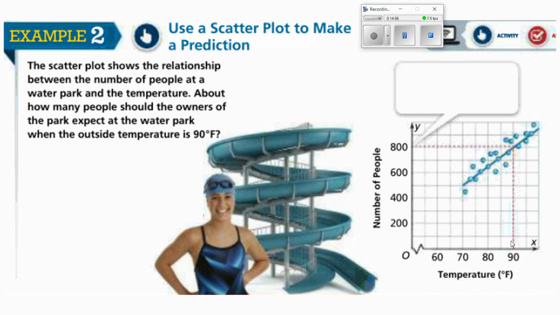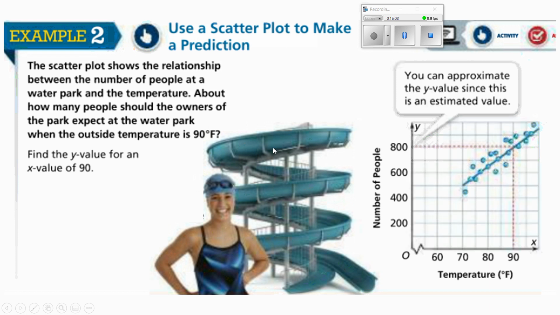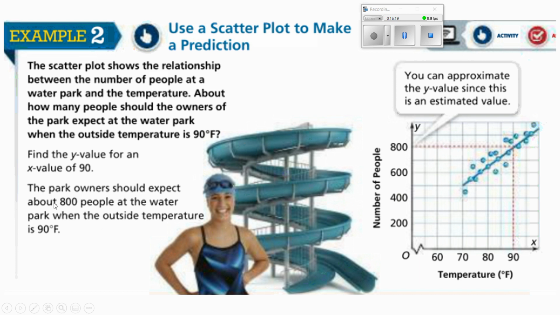Which shows here when the temperature is 90 degrees, you're going to have about 800 people. We find the value for the x value of 90. You can approximate the y value, since it is an estimate, and we did say 90 would equal about 800. The park owner should expect about 800 people at the water park when the outside temperature is 90 degrees.